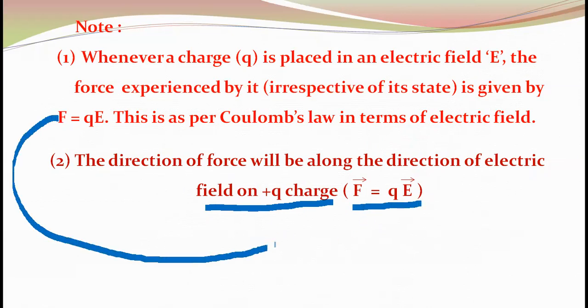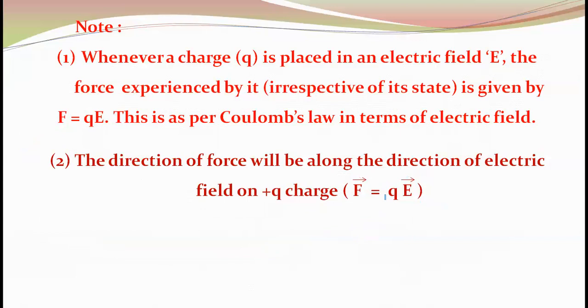Now if you look at this expression, I have written Coulomb's law in terms of electric field in vector form. In the vector form expression it is very clear: the direction of the F vector should be along the direction of the E vector on a positive charge. Taking the charge with its plus sign.